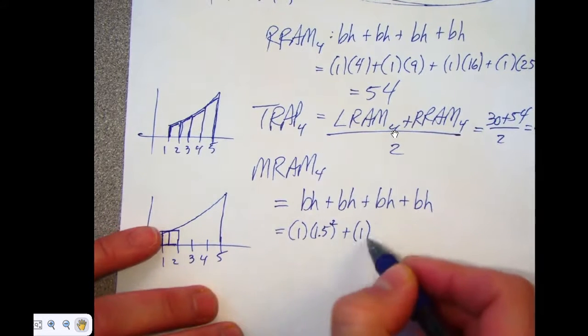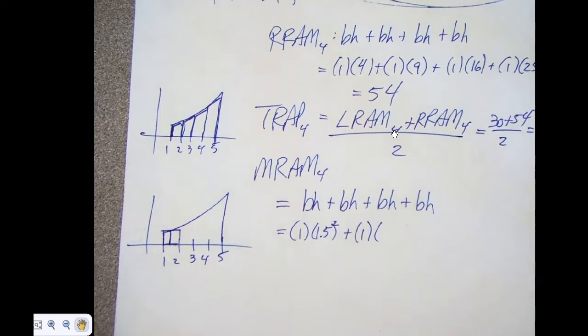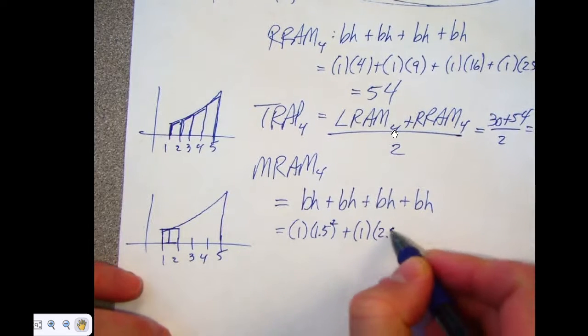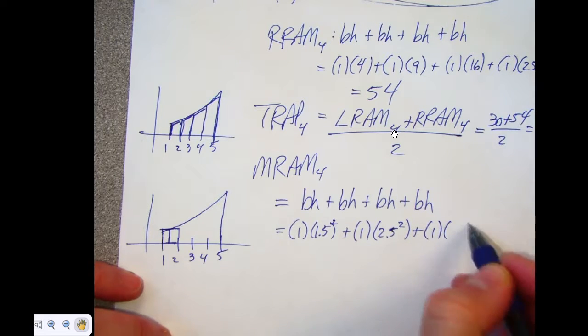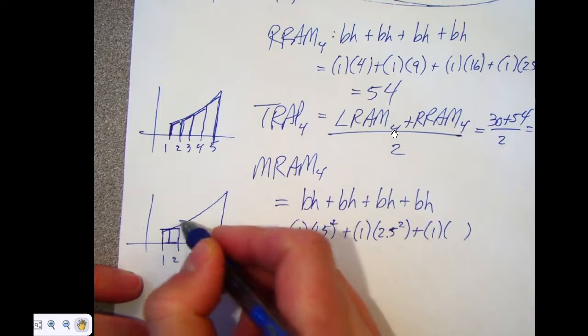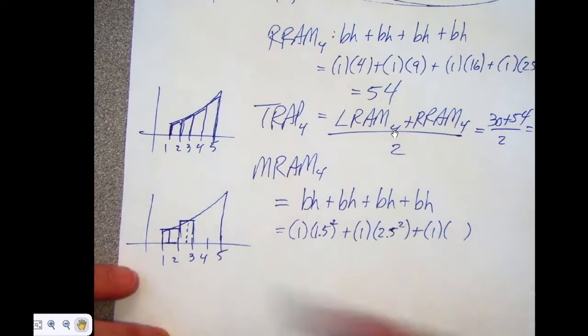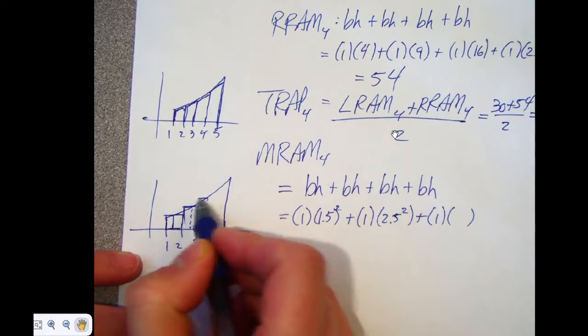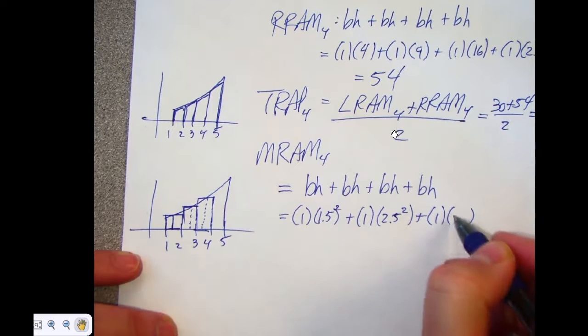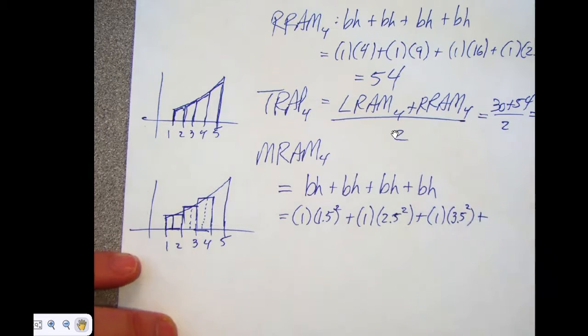Plus, my next base would be 1. What x value would determine my next height? 2.5. What do I do with that 2.5 to determine the actual height? Plug it in, which is just squaring it. So 2.5 squared, plus, the next rectangle is from 3 to 4. That base is 1. The height is determined by 3.5, so I plug 3.5 into the equation, which is 3.5 squared.